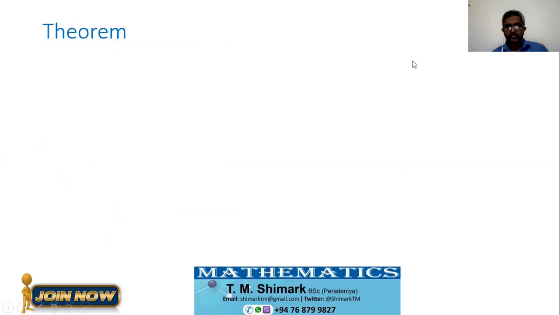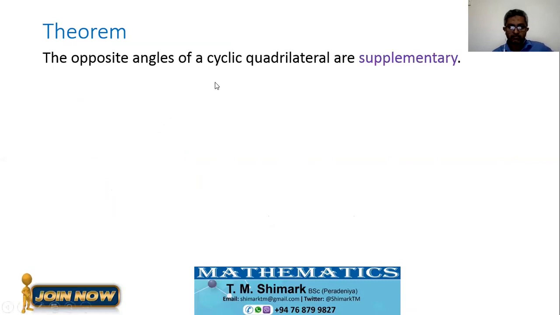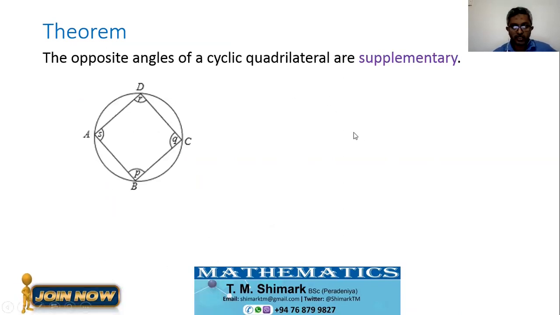The theorem says opposite angles of a cyclic quadrilateral are supplementary. Hope you know the meaning of supplementary. If you take a cyclic quadrilateral here, the first thing we have to make sure is that it is a cyclic quadrilateral, right? Yes, it's a cyclic quadrilateral because all the vertices A, B, C, D are on the circle. So what it says is a very simple theorem.